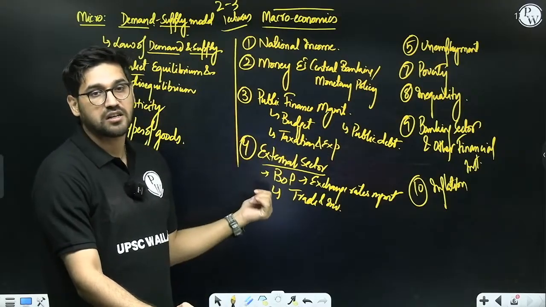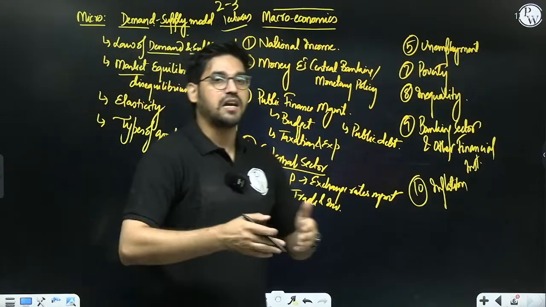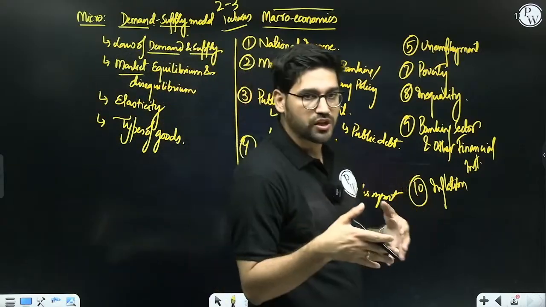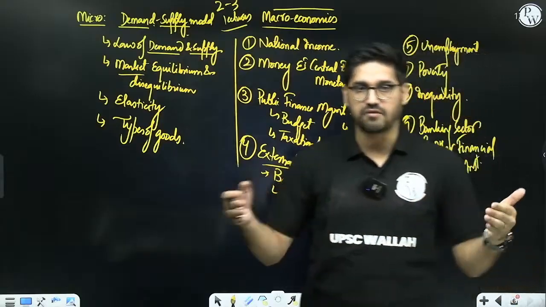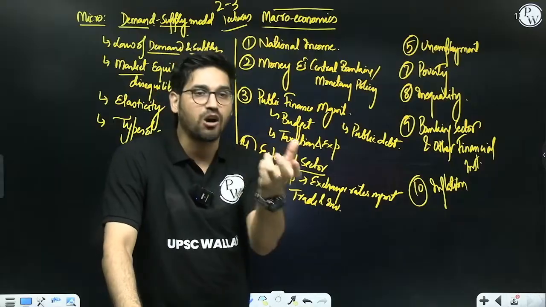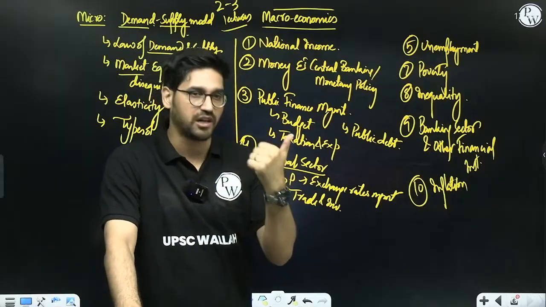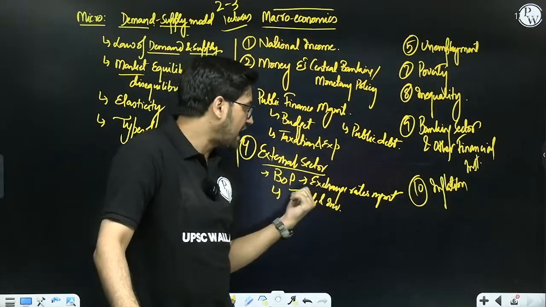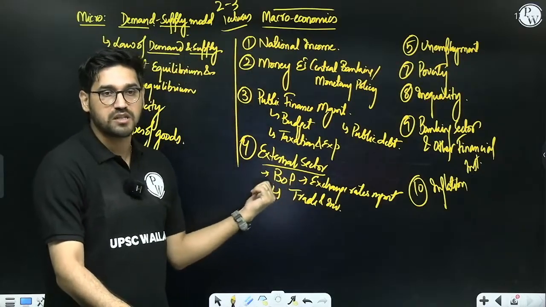Followed by the external sector. The reality is that India is not a closed economy. India also interacts with the rest of the world. When we interact with the rest of the world, how do we keep an account of all the transactions which are happening between India and the rest of the world? That we will discuss in the balance of payments part.